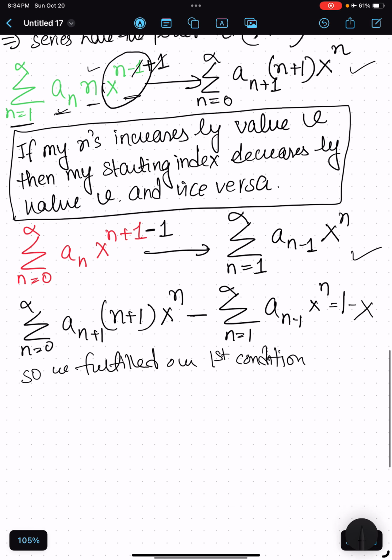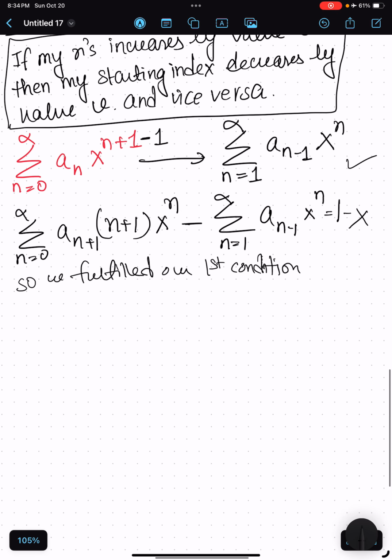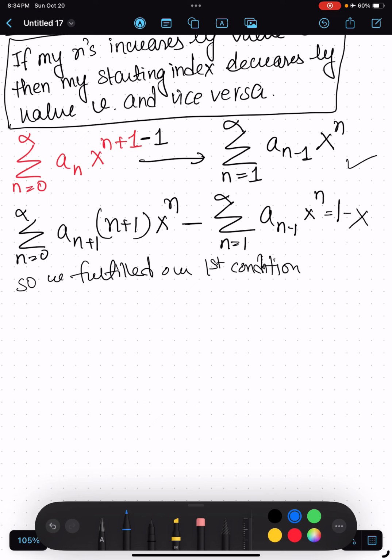But clearly we're not done yet, right? There's another condition that needs to be fulfilled. And that basically was to make sure that this and this is the same, or my starting indexes are the same. So as we can see that my second series, it starts from 1. Now let's go ahead and make our first series also start from 1, which we can easily do.